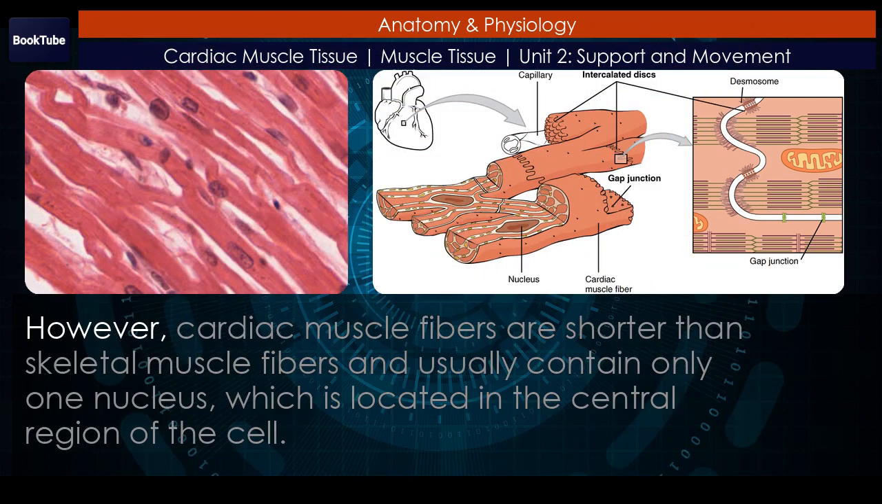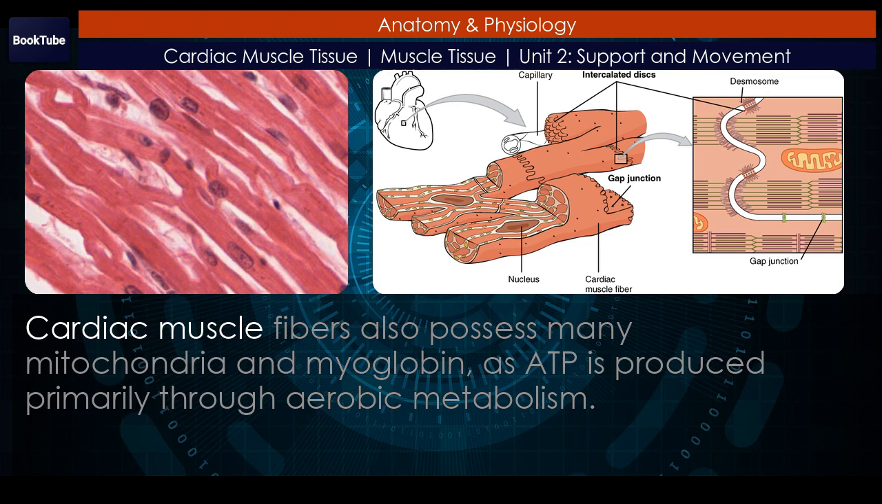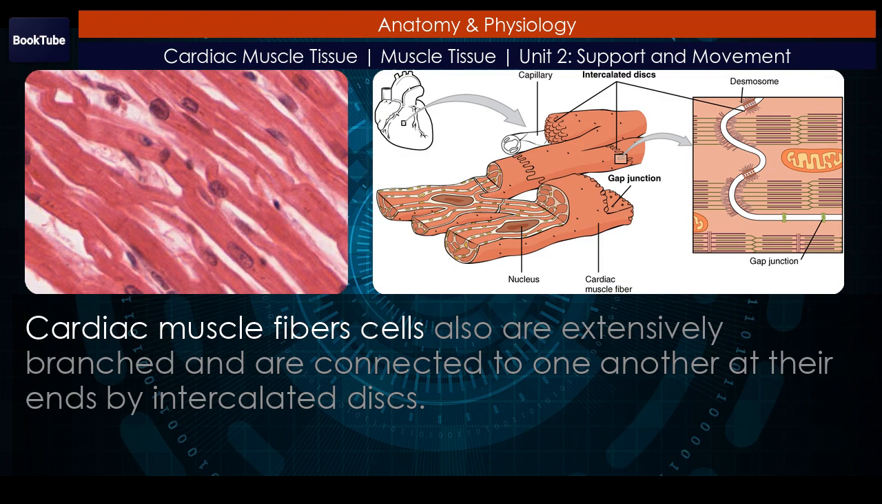Figure 1. However, cardiac muscle fibers are shorter than skeletal muscle fibers and usually contain only one nucleus, which is located in the central region of the cell. Cardiac muscle fibers also possess many mitochondria and myoglobin, as ATP is produced primarily through aerobic metabolism. Cardiac muscle fiber cells also are extensively branched and are connected to one another at their ends by intercalated discs.